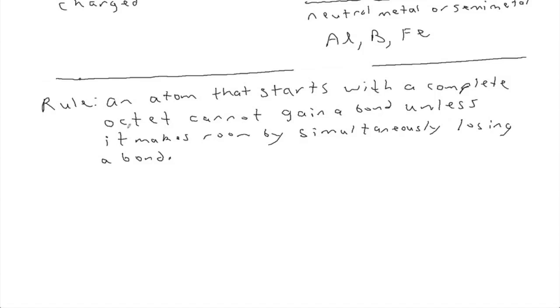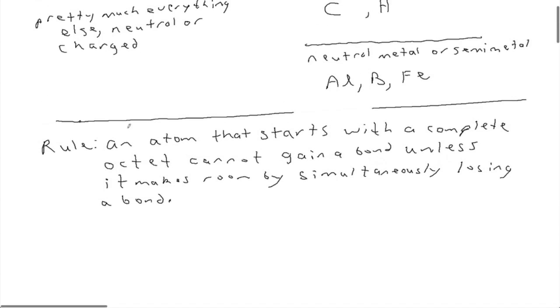Tell me when you have that written down again. Okay. By the way, notice it's okay to gain a lone pair. We talked last time about how that would never break the octet rule. The only time where you have to worry about breaking the octet rule is when you're gaining a bond.